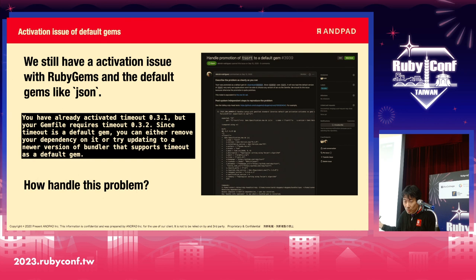You have already activated timeout, but your Gemfile requires timeout. This is because RubyGems or Bundler activated a different version of timeout like 0.3.1, but your Rails or Ruby application wants to use timeout 0.3.2. So this can't be resolved in RubyGems and Bundler now.